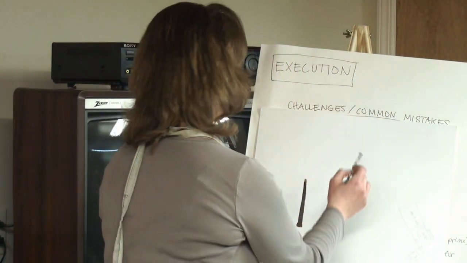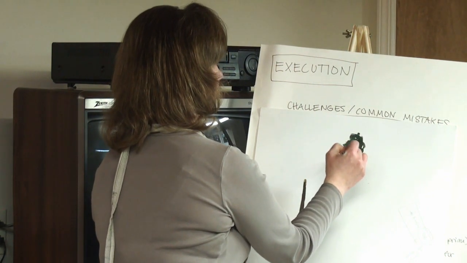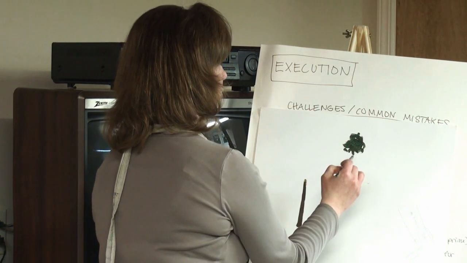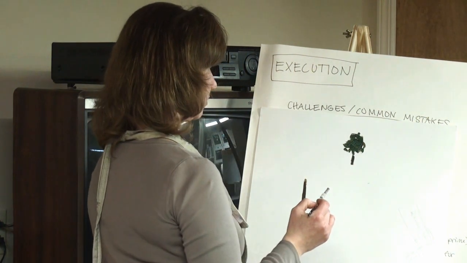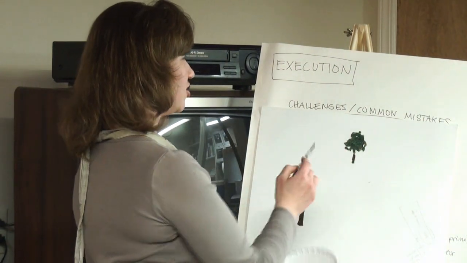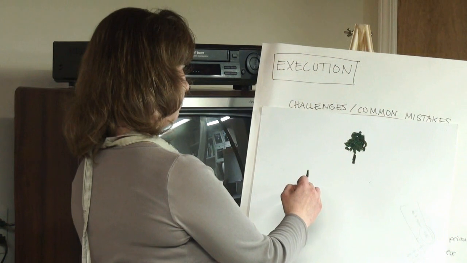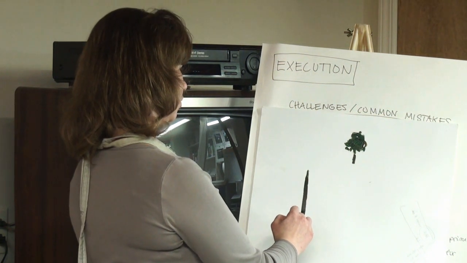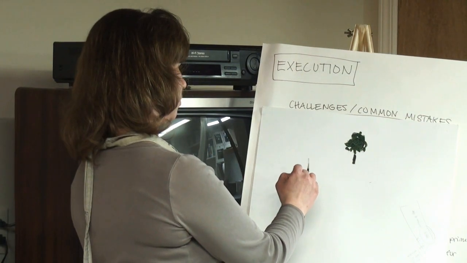If I just do my tree here and then add the trunk later, then we get the lollipop effect. Remember how I said it's just not going to be as believable. So if you're going to build a tree in your painting, build it like it grows right up to the top. The trunk gets smaller as it goes up to the top.